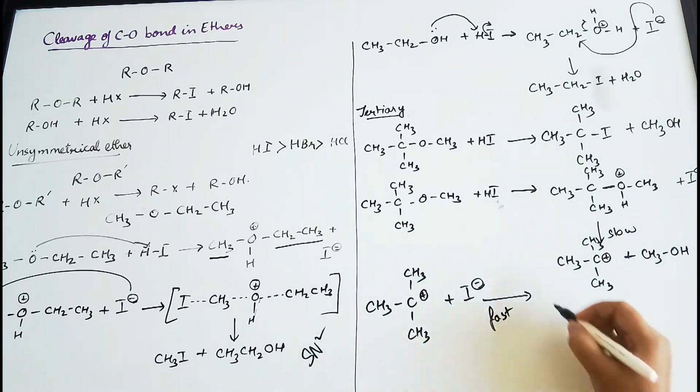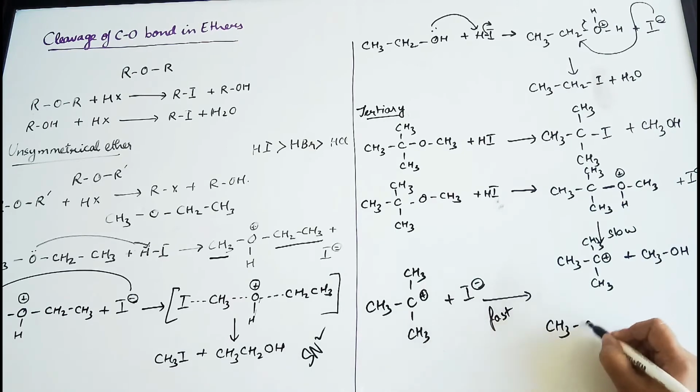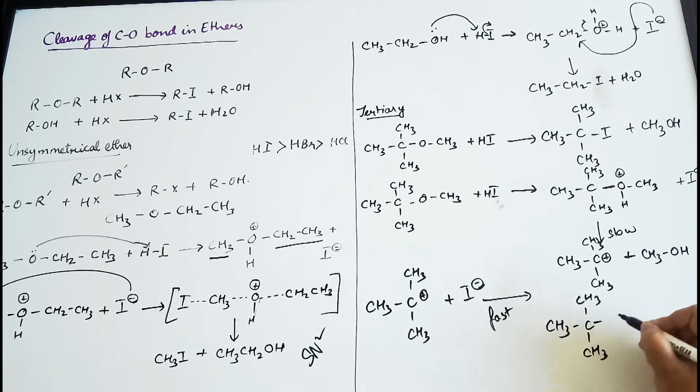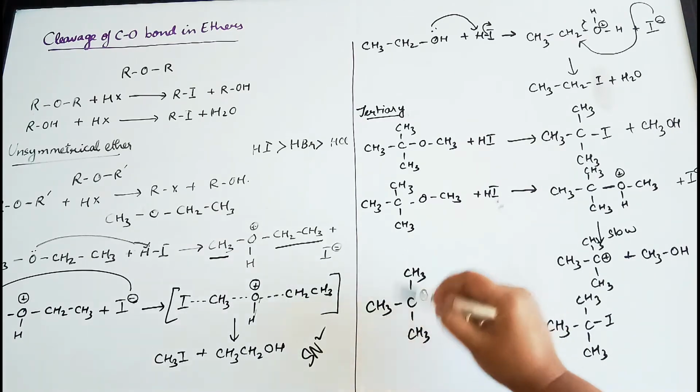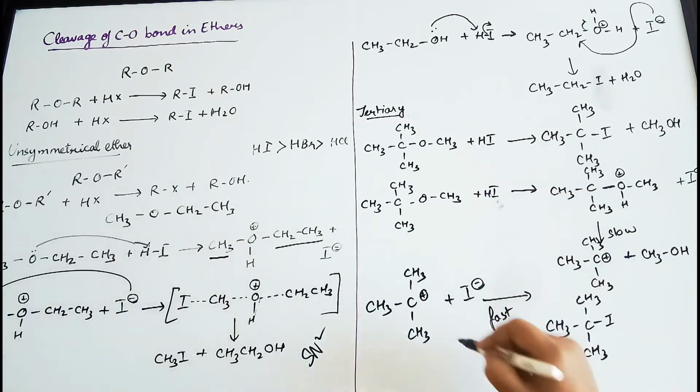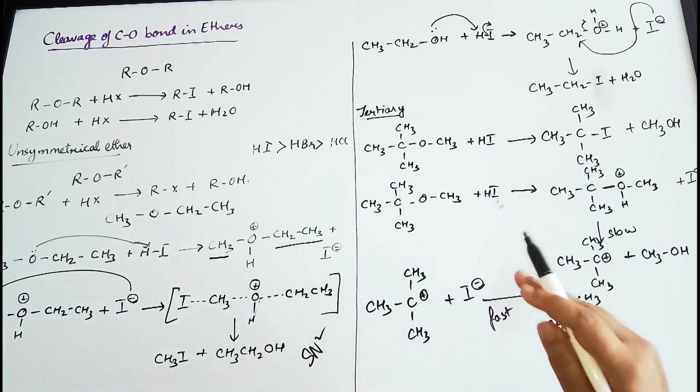And here you have the formation of an alkyl halide. Now in the previous case, the lesser substituted one formed the alkyl halide, whereas the more substituted one formed the alcohol, right? And that is because it followed the SN2 mechanism. In the case of tertiary, it is following the SN1 mechanism, and because of that, the tertiary group is going to form the alkyl halide, because the tertiary carbocation is more stable than a primary or secondary carbocation.